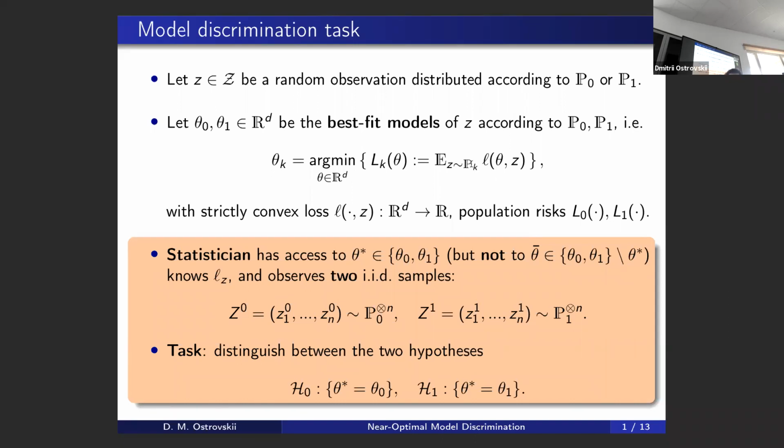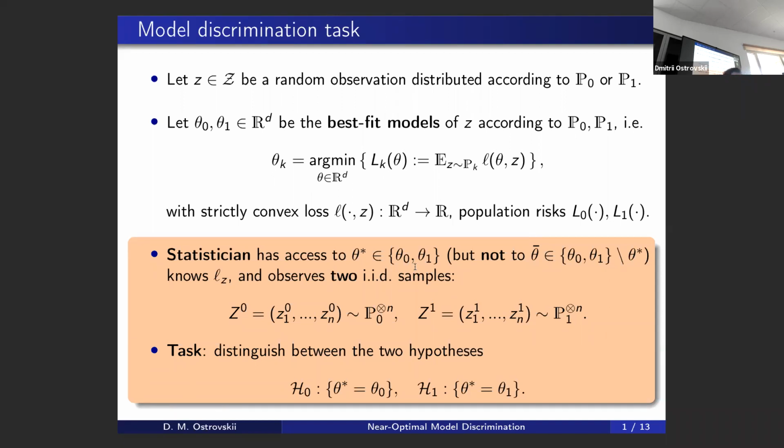And I can consider two population risks related to these two distributions. So I average my loss function over one of the two distributions. Because of strict convexity, and I also need existence of the minimizer, if it exists, it's unique. So let's say that I just assume that the minimizer exists and is unique. I call it theta K. Theta K is the population risk minimizer corresponding to P0 or P1.